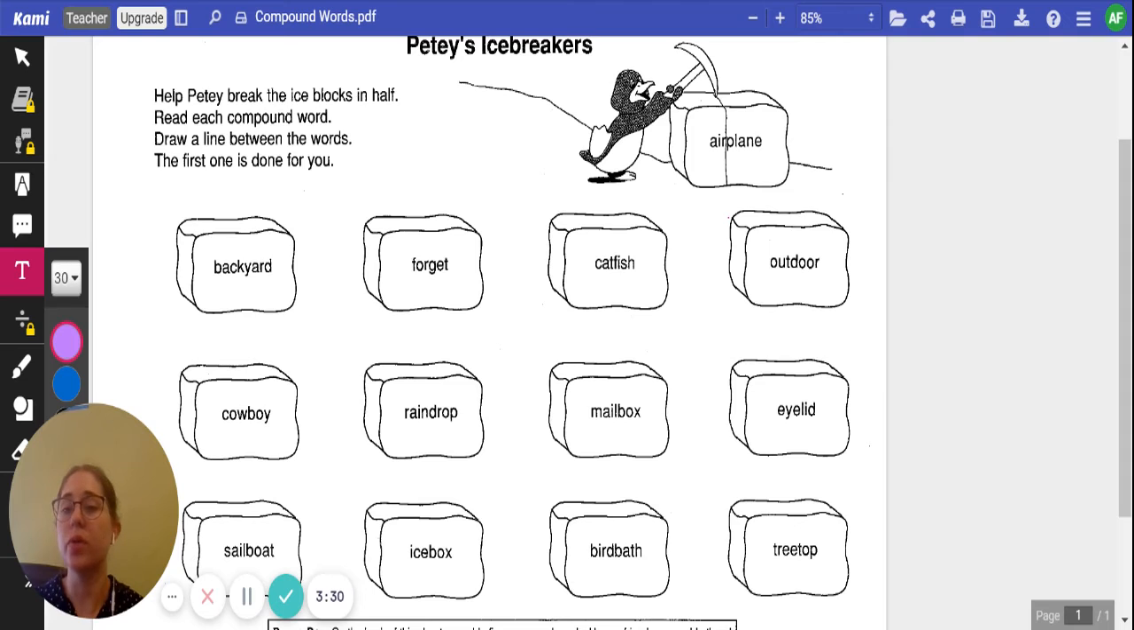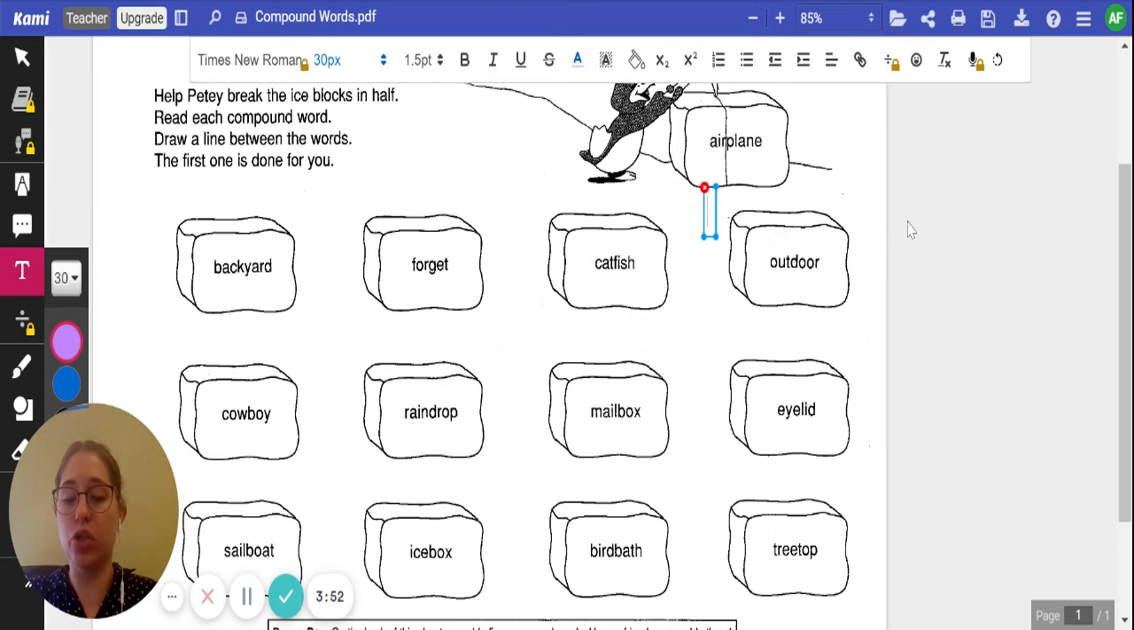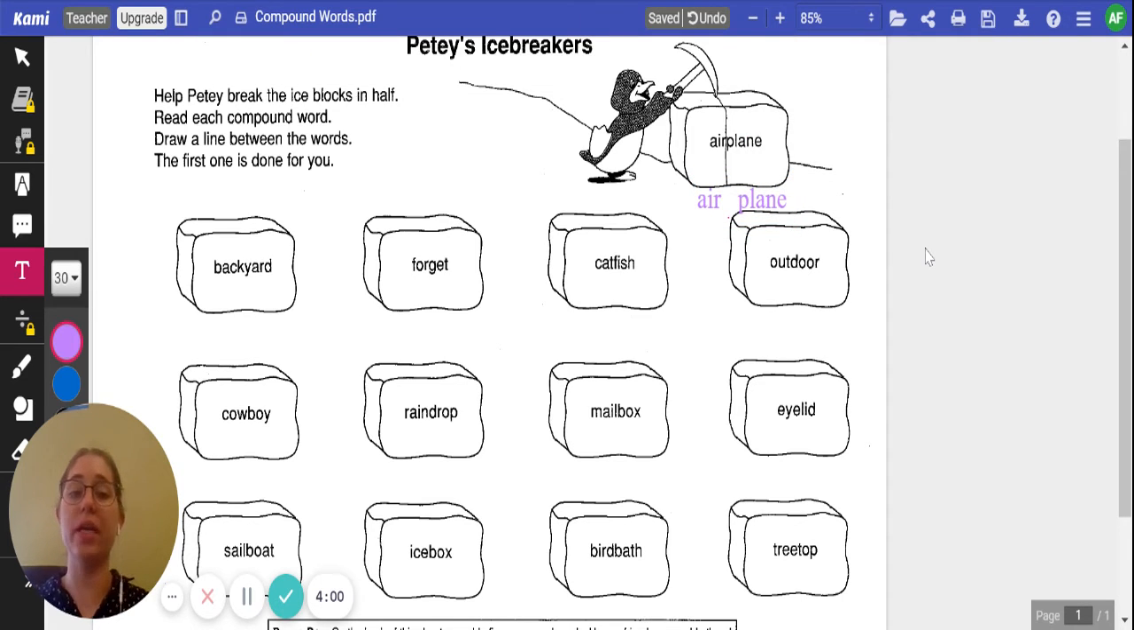So what we are going to do is help Petey the penguin break the ice blocks in half. So we're going to read each compound word, draw a line between the words, and then at the bottom we're going to write the deconstruction of the compound word. So we're going to write the two words that come from it to make the compound word. They did the first one for us. They put a line between air and plane. Underneath that, let's just retype our two words. We have air and plane. Know that the compound word airplane means a plane in the air by deconstructing it and looking at those two words.